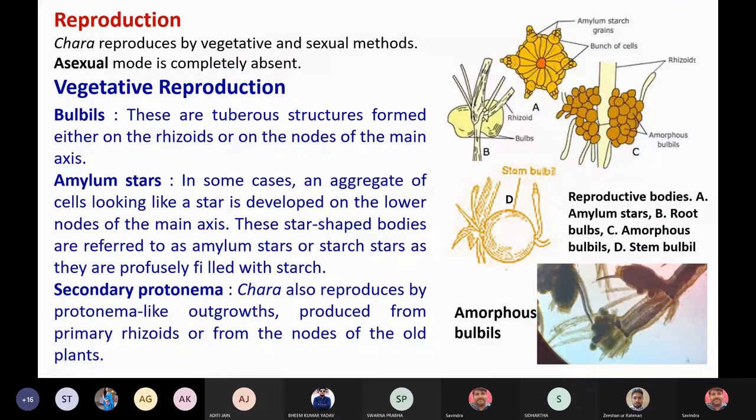Monocot की हम बात कर रहे हैं. We cut the sugarcane in small parts, and we take out that part which has that outgrowth, because it is full of nutrition. The same way, these star-shaped outgrowths or these bulbil-like outgrowths can help this Chara to survive in extreme conditions, and they will help it in germination for the next season.